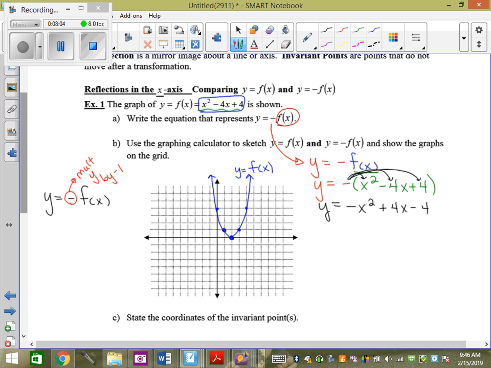Next week when you come back, we're going to have things like this. We're going to multiply our y's by negative 2, because we're going to have a reflection and a stretch. But whatever's in front of this f of x, we always just multiply our y by it. That's it, always.